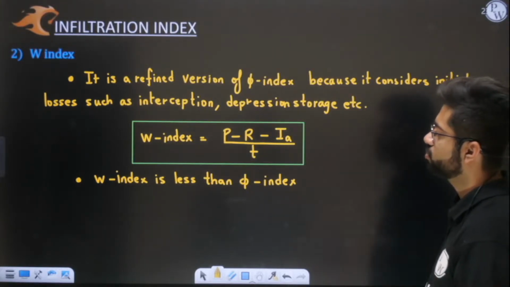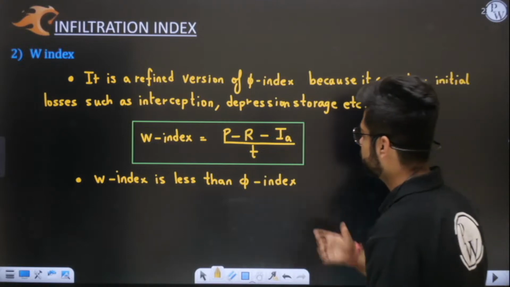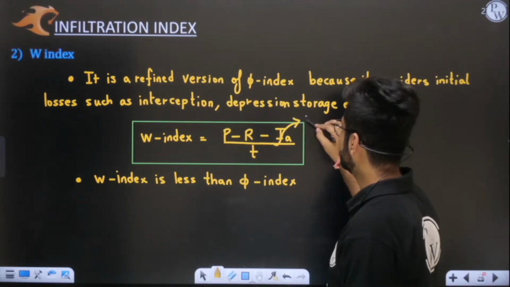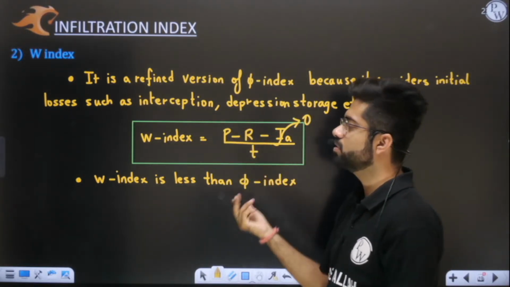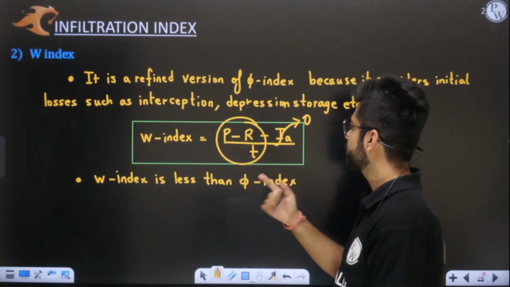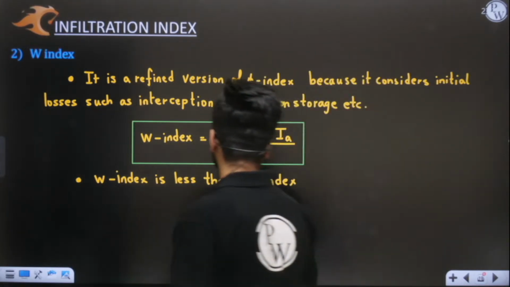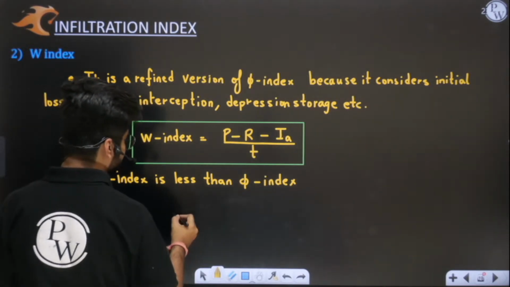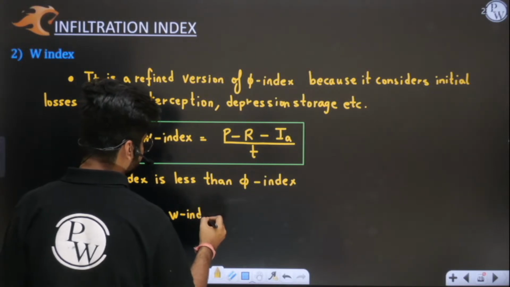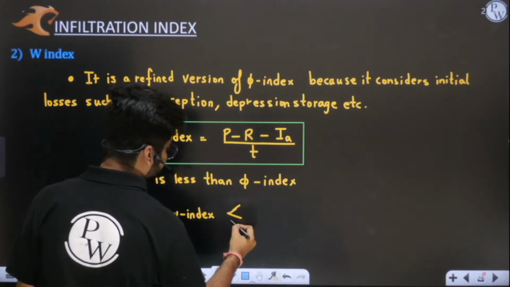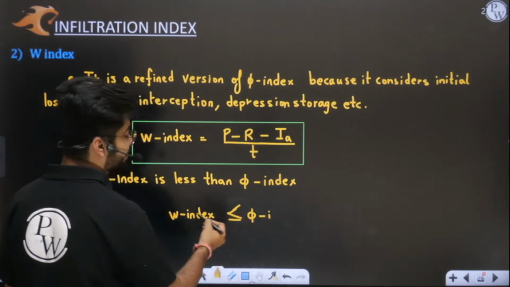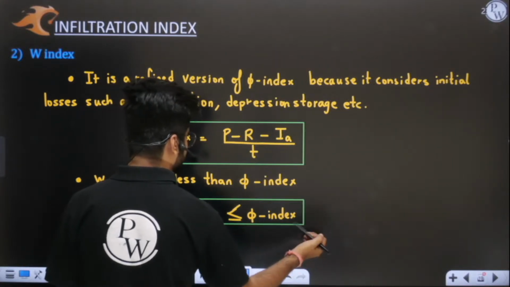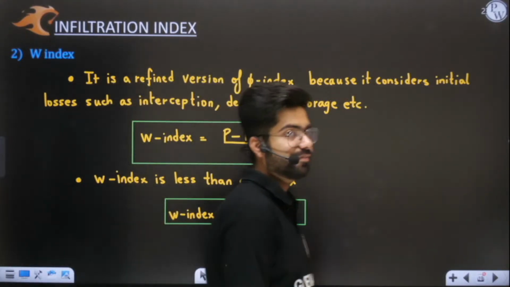I hope W index is also clear to you, which is a much better, or you can say refined, version, in which we basically consider initial losses. If you make these initial losses zero, then in that case phi index will be equal to W index, because this is phi only. You need to understand one thing: if initial losses are zero, then W and phi are the same. But one thing is for sure, that W index is less than or equal to phi index. If initial losses are zero, then it will be equal. This you need to remember. I hope everything till here is clear to you.